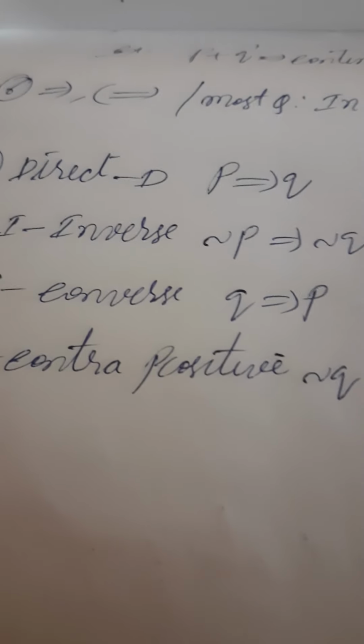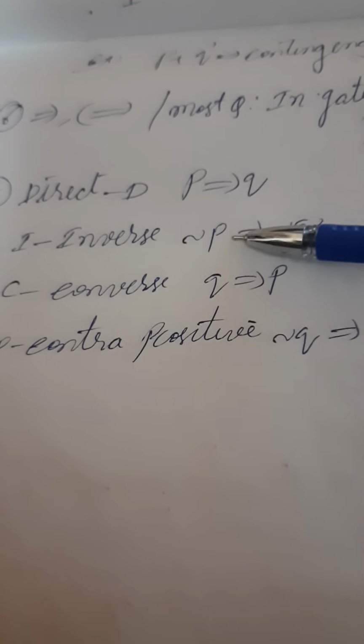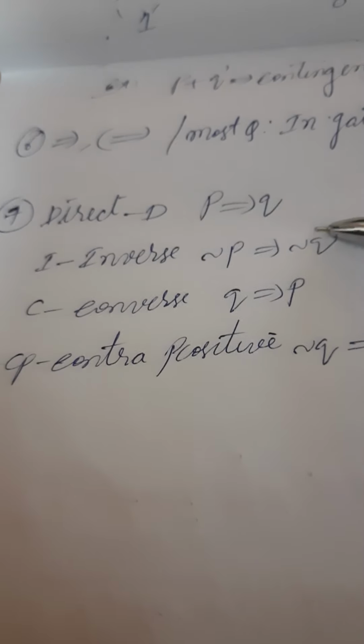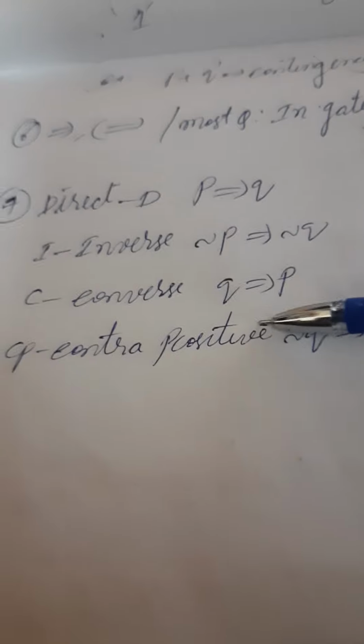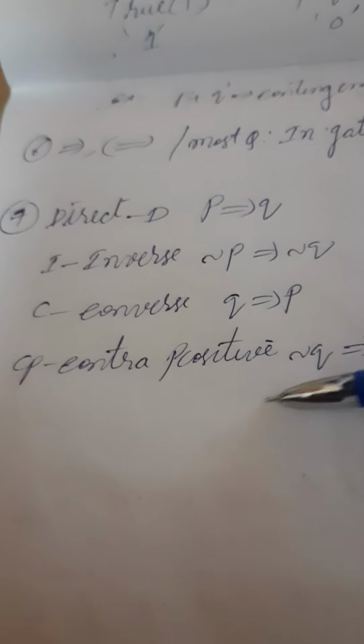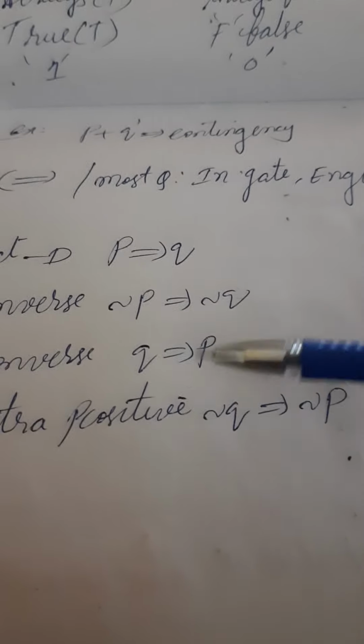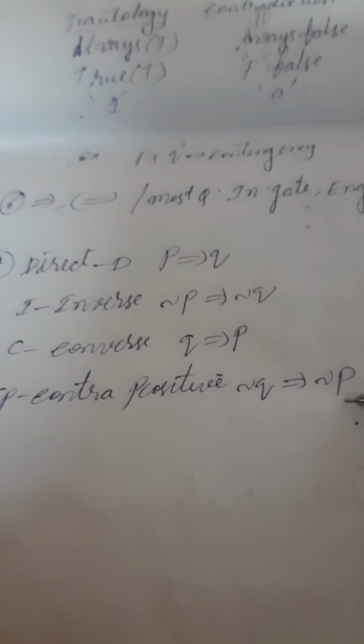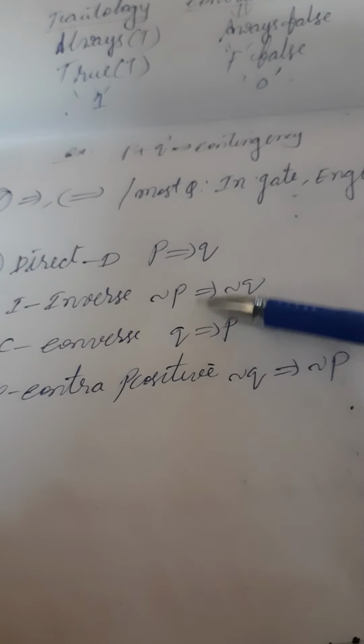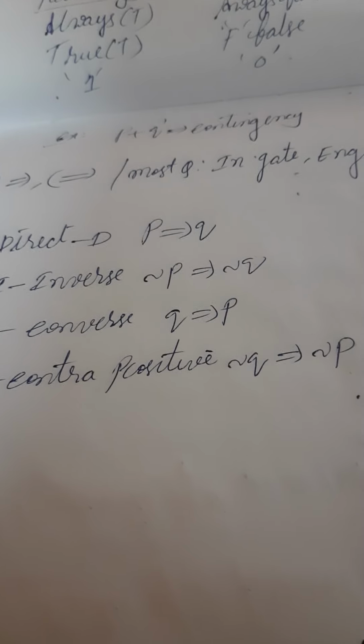Suppose P implies Q is a direct statement. Then what is the inverse of P implies Q? Negation P implies negation Q is the inverse of the statement P implies Q. Converse means reverse. Q implies P is the converse of the statement P implies Q. Then what is the contrapositive? The inverse of the converse, we can say like that. Inverse of the converse means negation Q implies negation P is the contrapositive of the statement P implies Q.